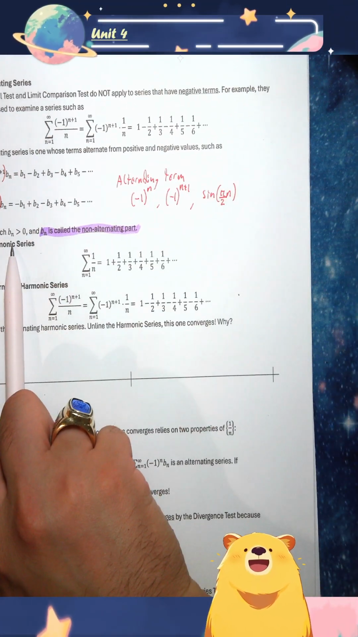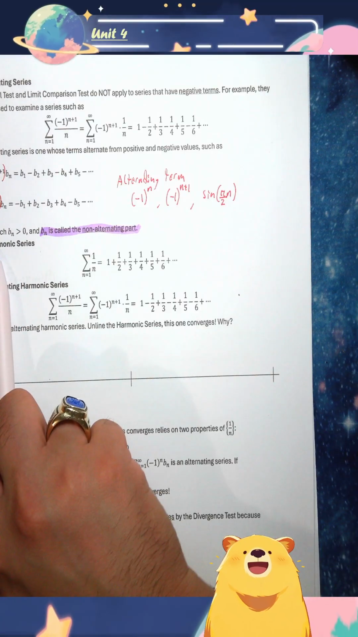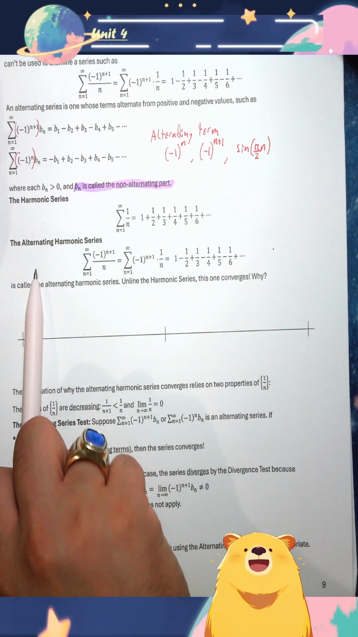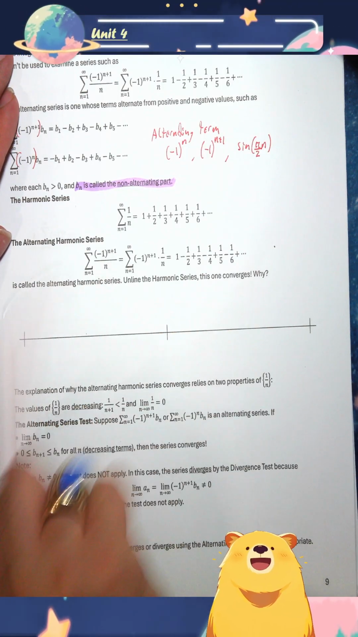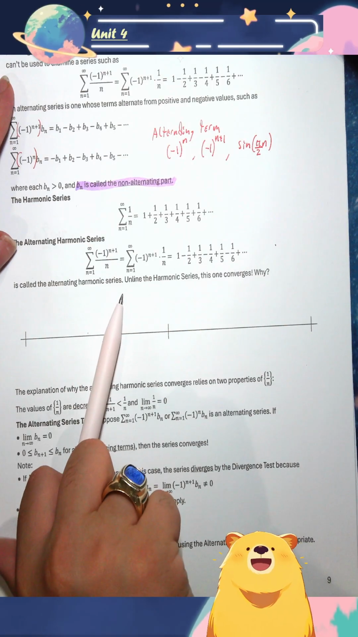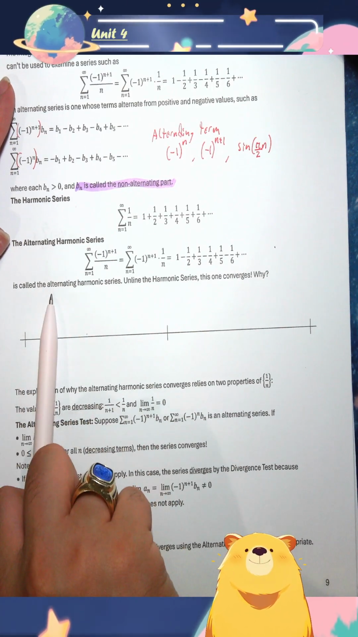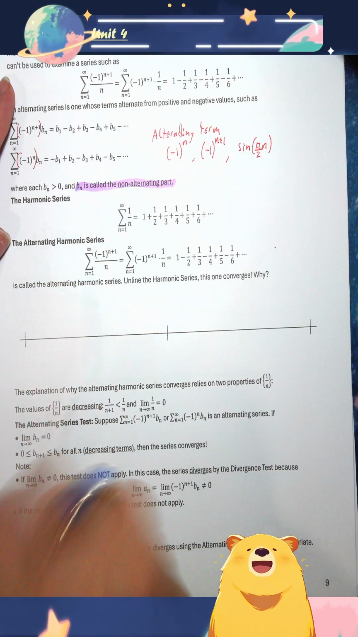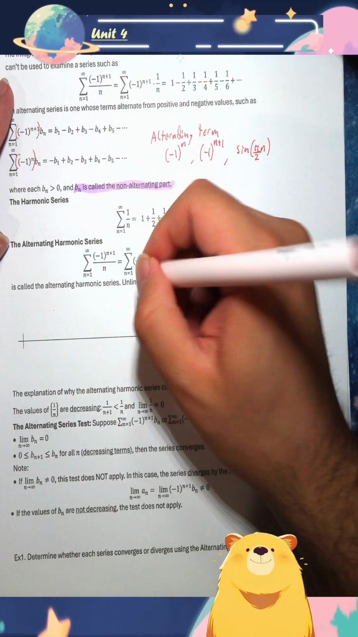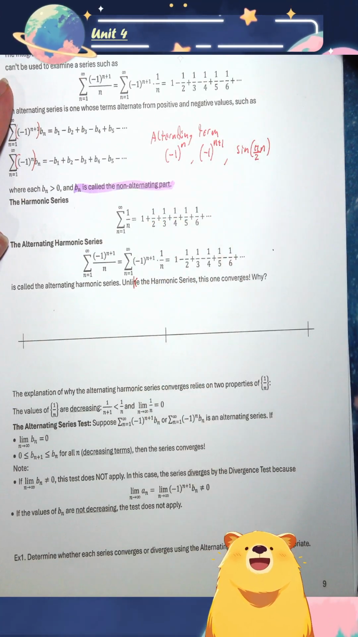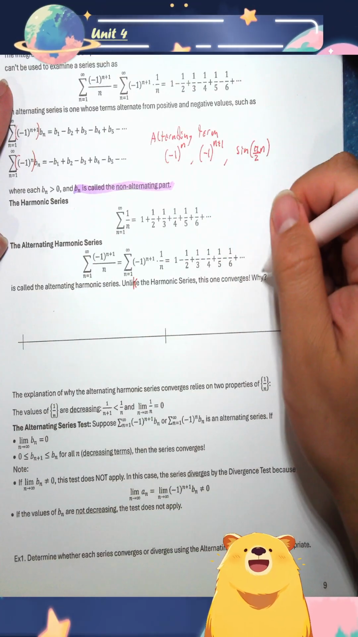So we're called the harmonic series. Now, an adjustment we can make to the harmonic series is called an alternating harmonic series. That's just the name. Unlike the harmonic series, this one converges.